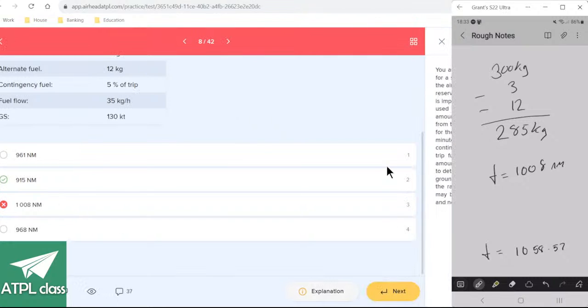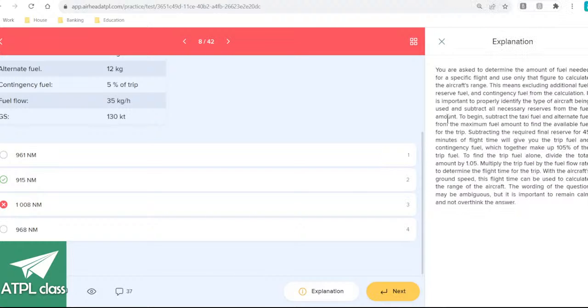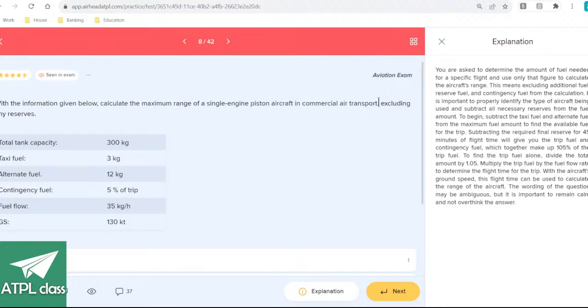Okay. So you are asked to determine the amount of fuel needed for a specific flight and only use that figure to calculate the aircraft's range. This means excluding additional fuel, reserve fuel, and contingency fuel from the calculation. It is important to properly identify the type of aircraft being used and subtract all necessary reserves. To begin, subtract the taxi fuel and alternate fuel from the maximum fuel amount to find the available fuel for the trip. Yes, that's what we did. Subtracting the required final reserve. It said ignoring all reserves. Excluding any reserves.